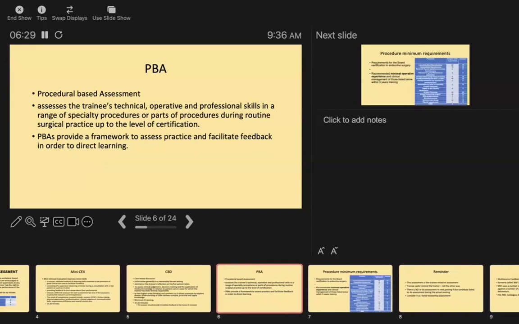Procedural-based assessment: the assessors will come to assess whether, let's say, we are in fellowship, how to do breast surgery, how to do thyroid surgery. So it assesses your professional skills in the range of specialty procedures during routine surgical practice. Sometimes the supervisor cannot see everything. They come in the middle, to see how you will handle the recurrent laryngeal nerve. So that is also part of the PBA.